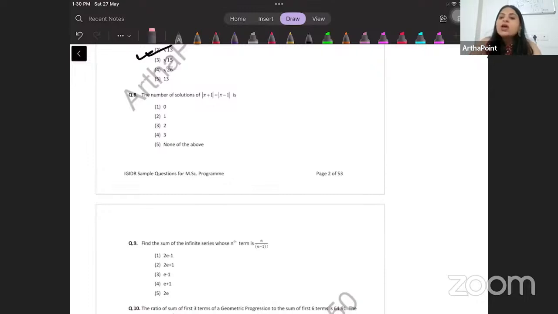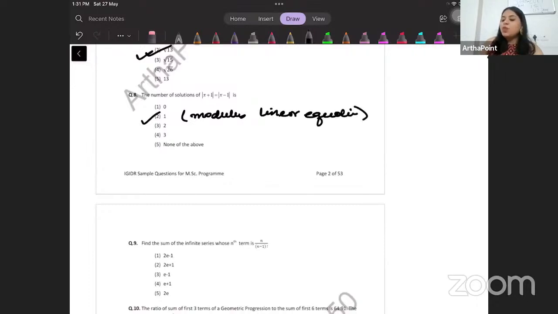It is a modulus linear equation, and for a linear equation, I will only have one solution. So simply the answer should be 1. And you can just say that this is a modulus linear equation. So the answer should only be 1. In a linear equation I can only get one solution.